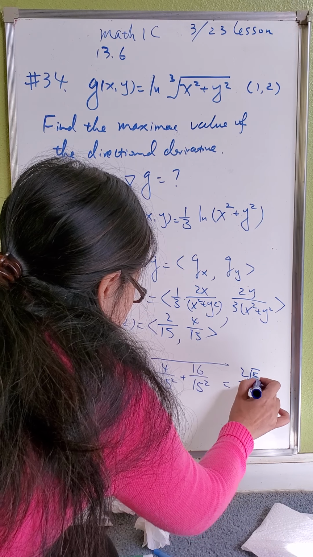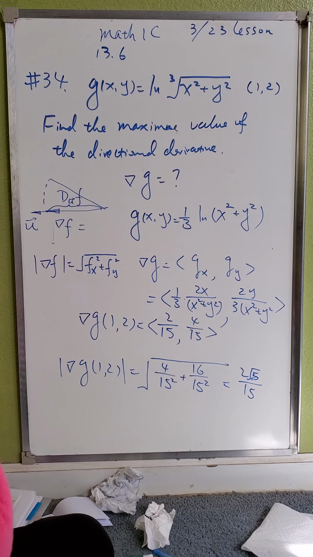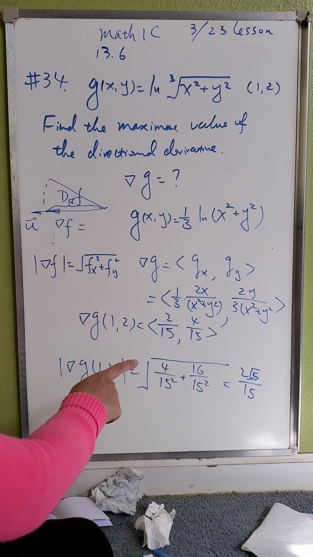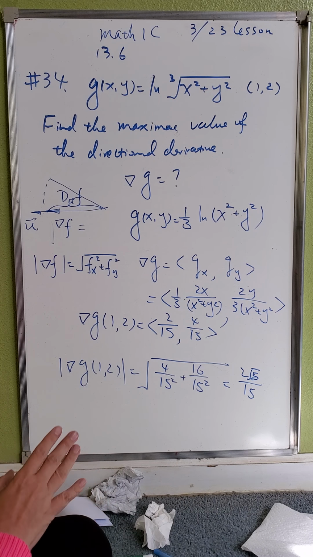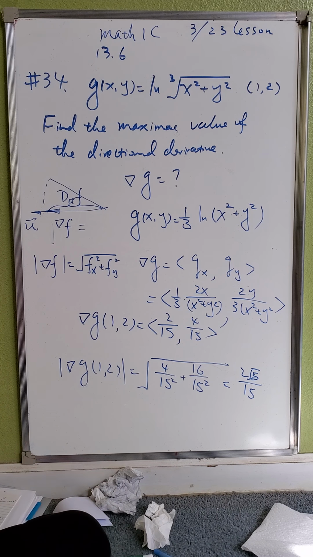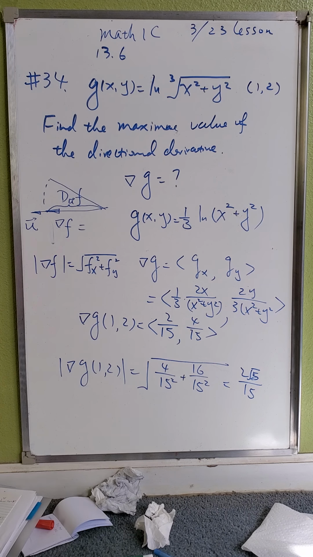So that is the maximum slope you can get, okay? It's the maximum slope you can get. So that wraps up part 1 for my 13.6, and then I'm going to go to part 2. I just need to do one example on part 2.